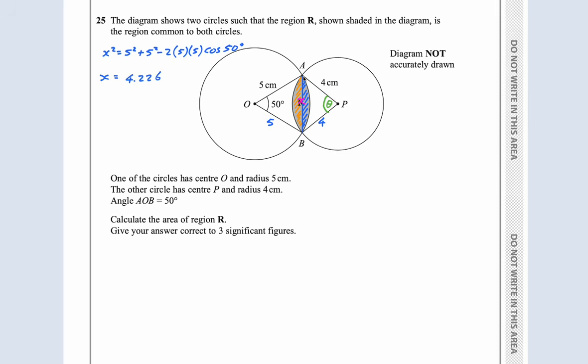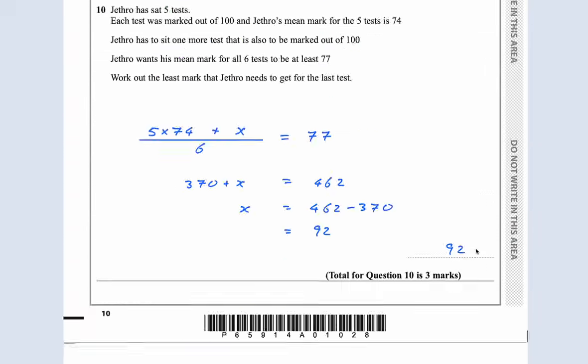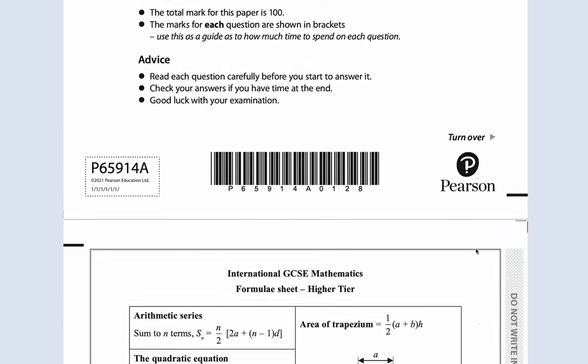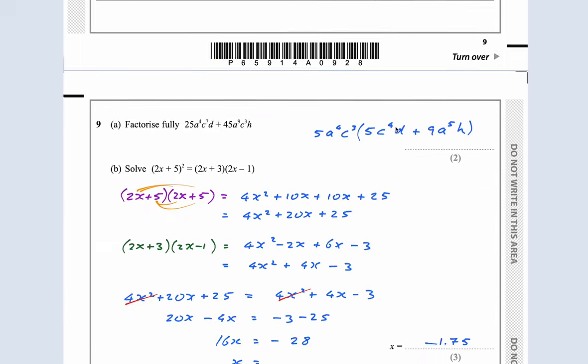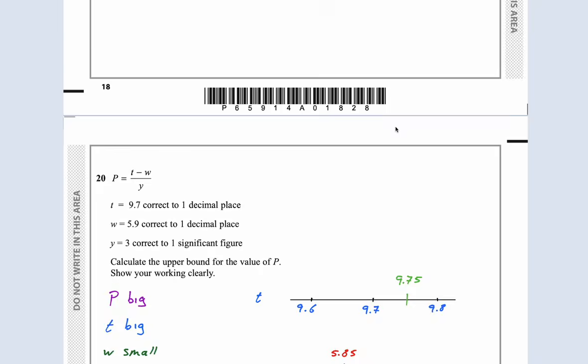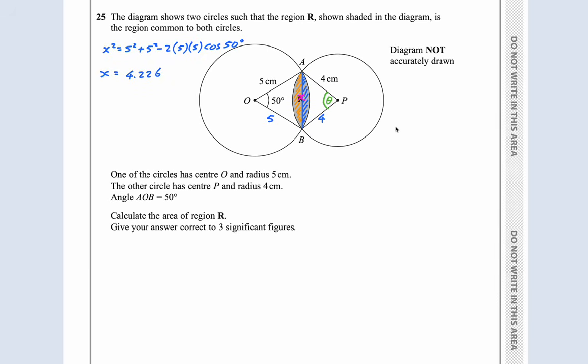4.226. That is this length here. Now, guys, I'm just going to check what they give you in the formula sheet because I've forgotten. In the formula sheet, they give you the cosine rule, but they don't give you the cosine rule rearranged. So just be careful. To get the angle using the cosine rule, let's go back here.